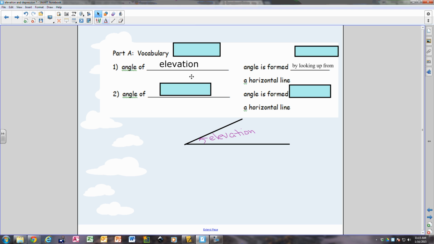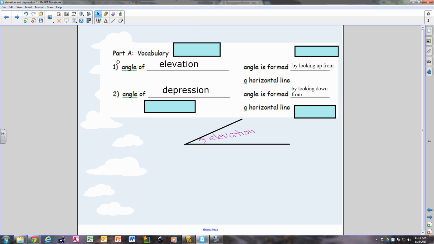Okay. And then your angle of depression is an angle formed by looking down from the horizontal line. So here's your horizontal line again. If you look down from that horizontal line, if you're going down from the horizontal line, this is depression. So this is the horizontal line of sight. Everything stems from there.